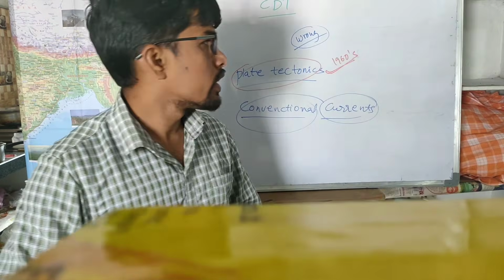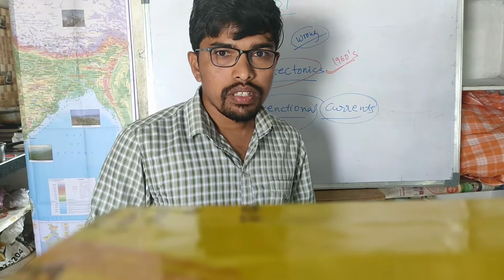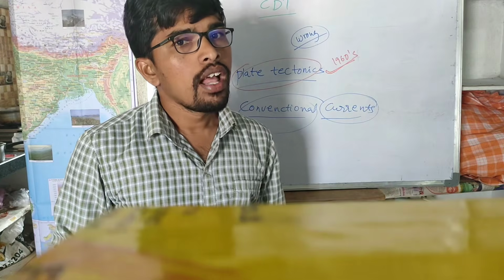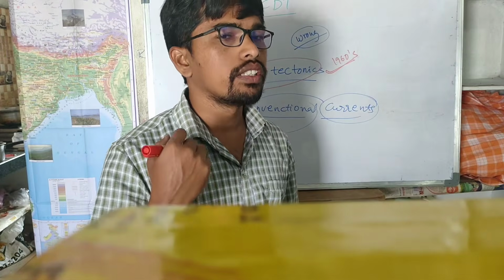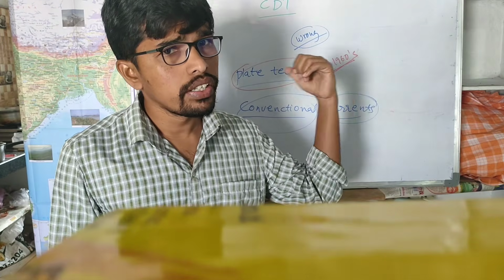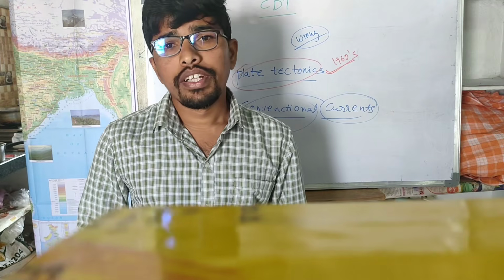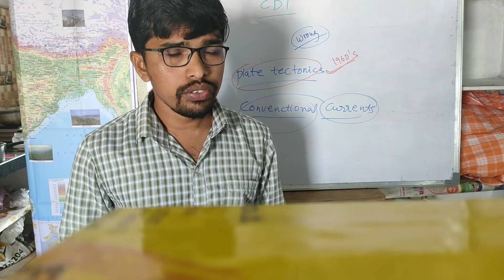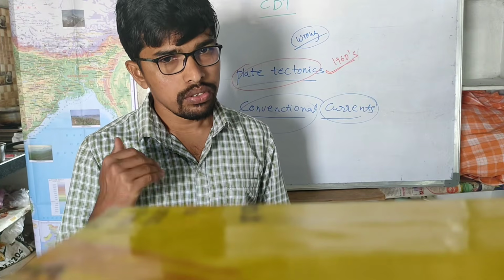I think you should understand. The continental drift theory was given by Professor Alfred Wegener in his book Die Entstehung der Kontinente und Ozeane in the German language. He gave the continental drift theory in the year 1912, and later it was developed in 1924. It was then translated into English.